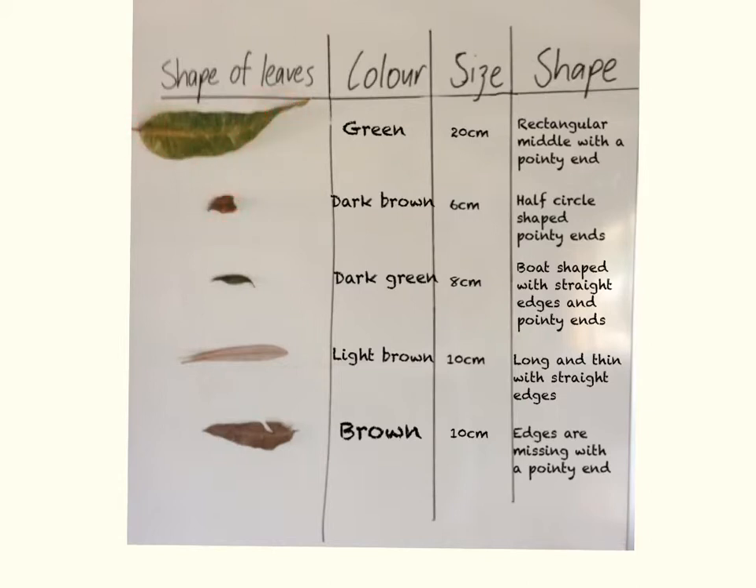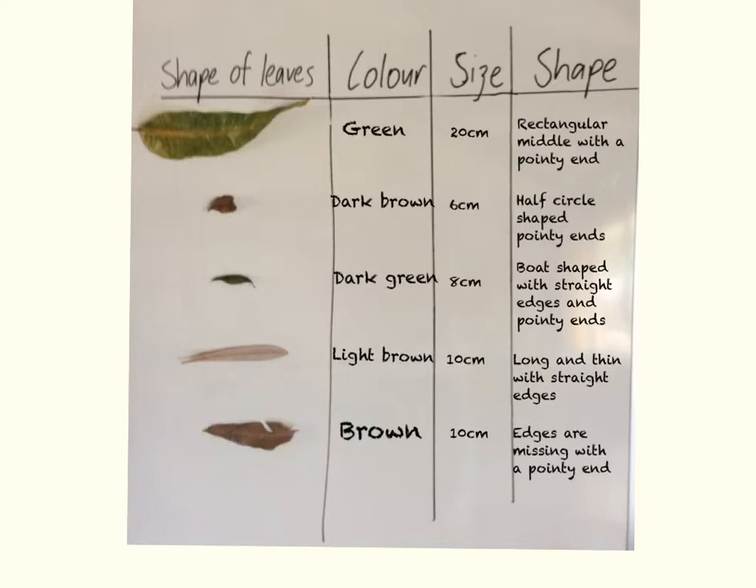Okay, this leaf here, the second one, dark brown, 6 centimetres. It's a half circle shaped with pointy ends again. This one here, it's dark green, about 8 centimetres, boat shaped with straight edges and pointy ends. The next one here is light brown. It's about 10 centimetres long. It's long and thin with straight edges. Nice straight edges. The last one here, it's brown. It's about 10 centimetres and edges in the leaf are missing. And it also has a nice pointy end on both.